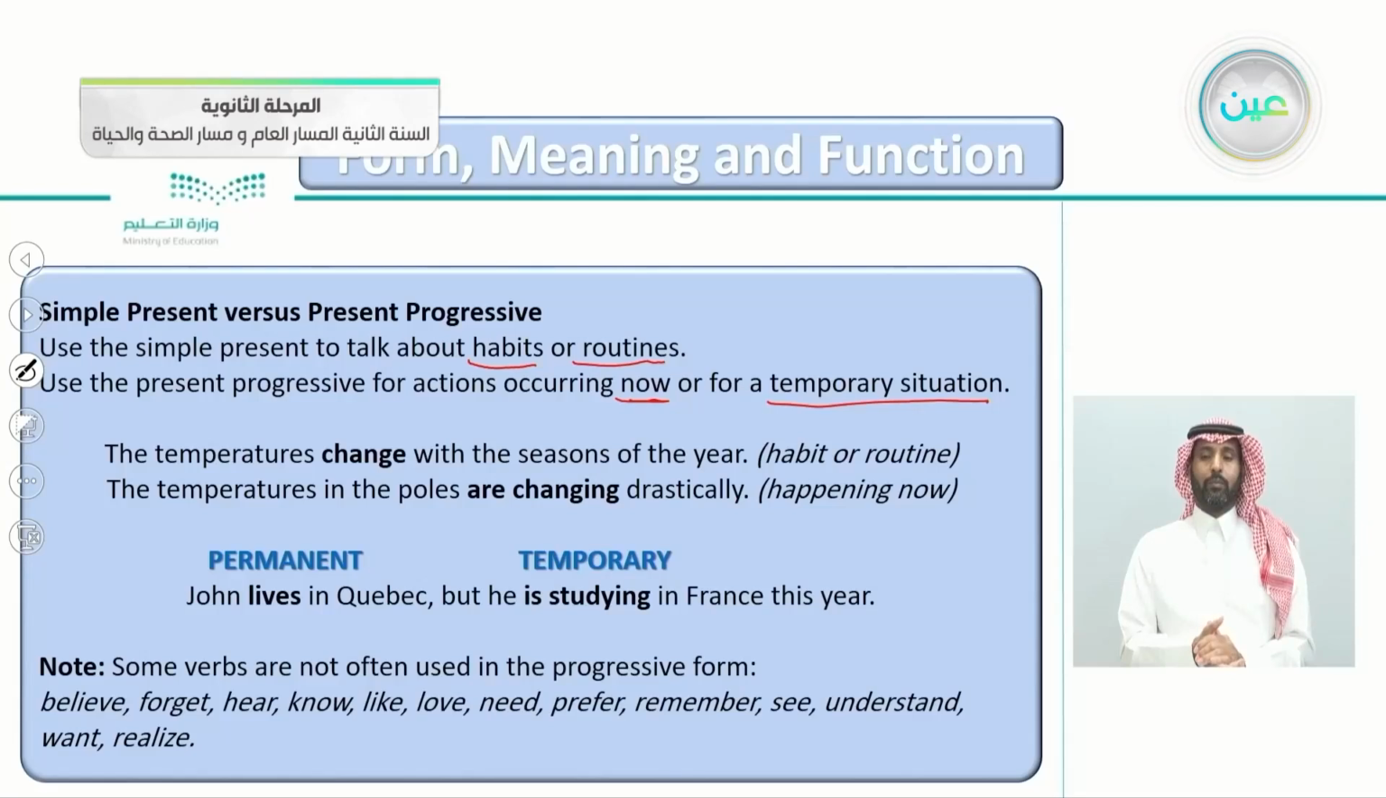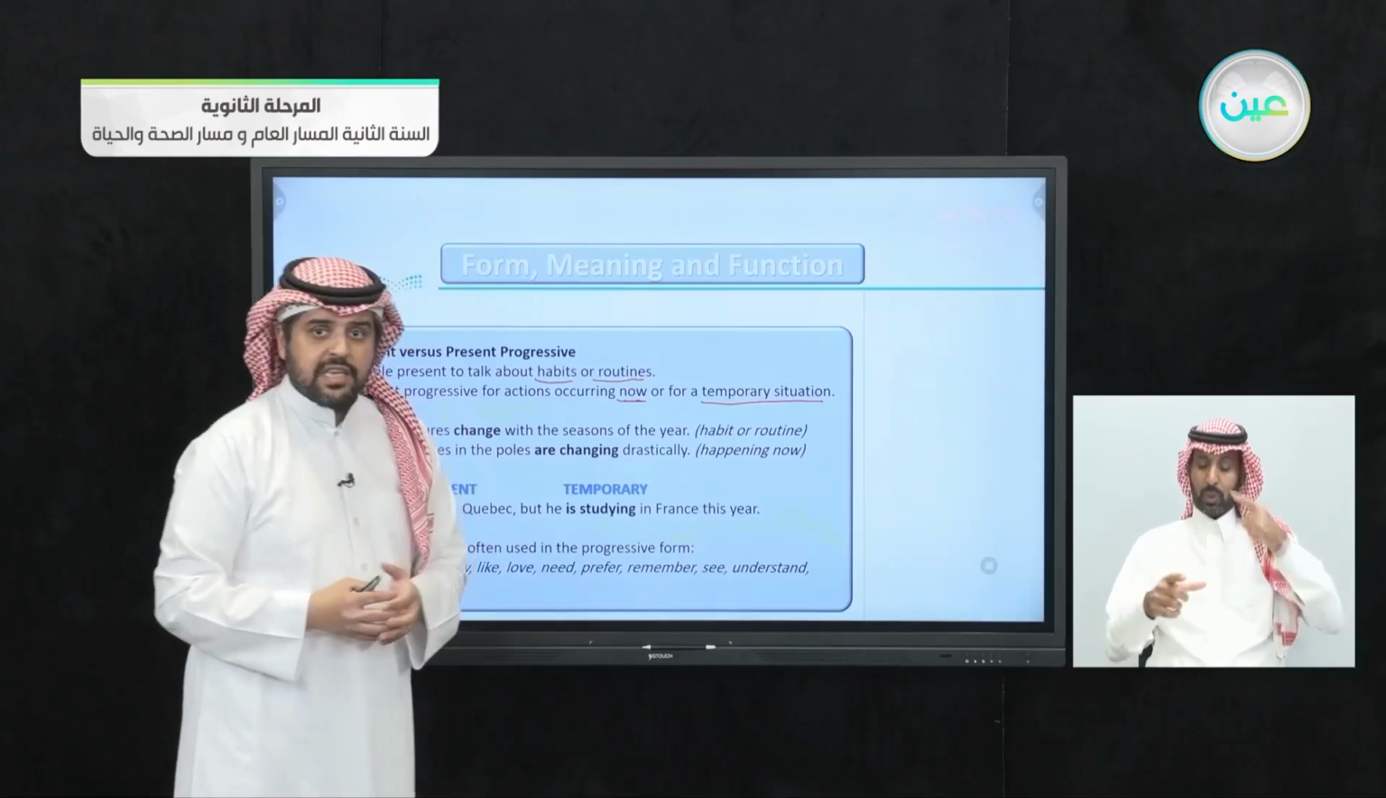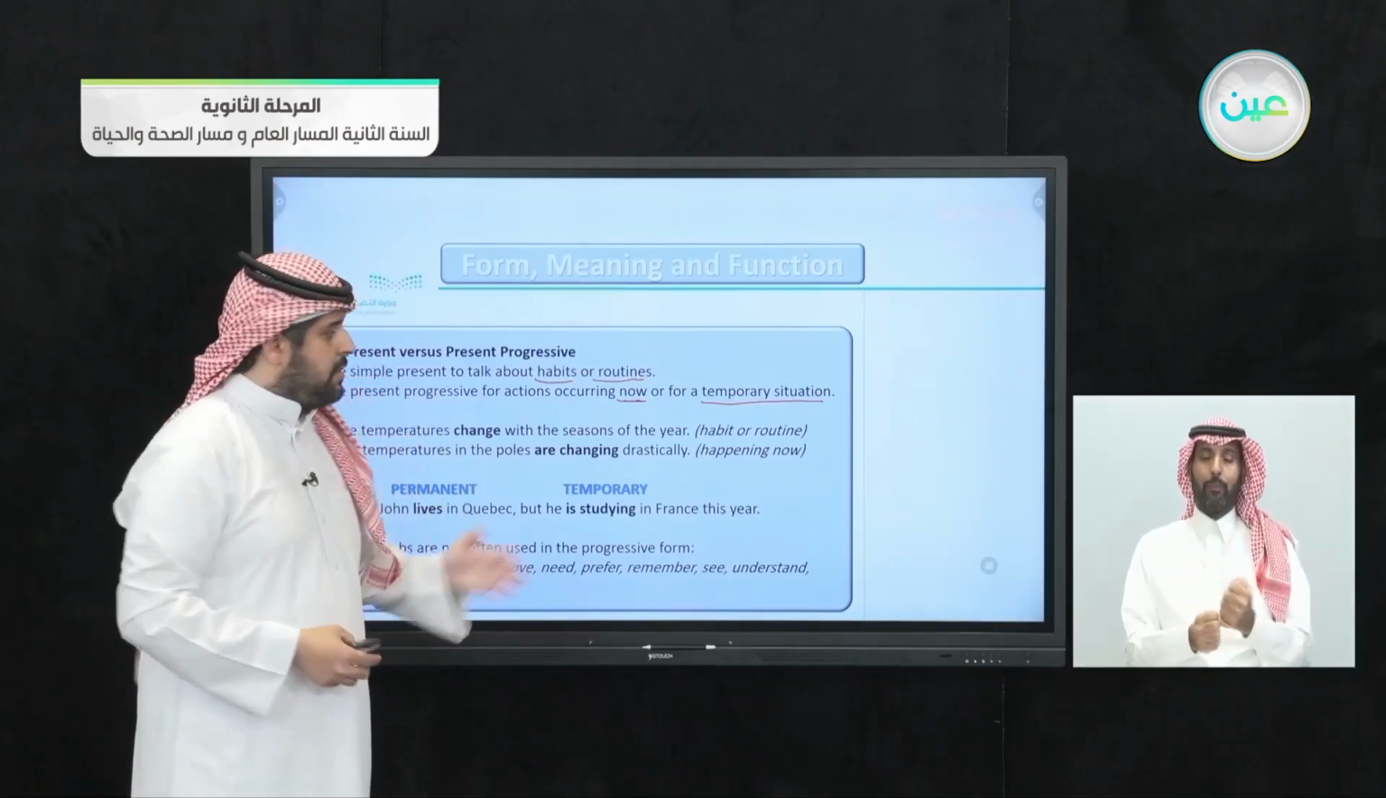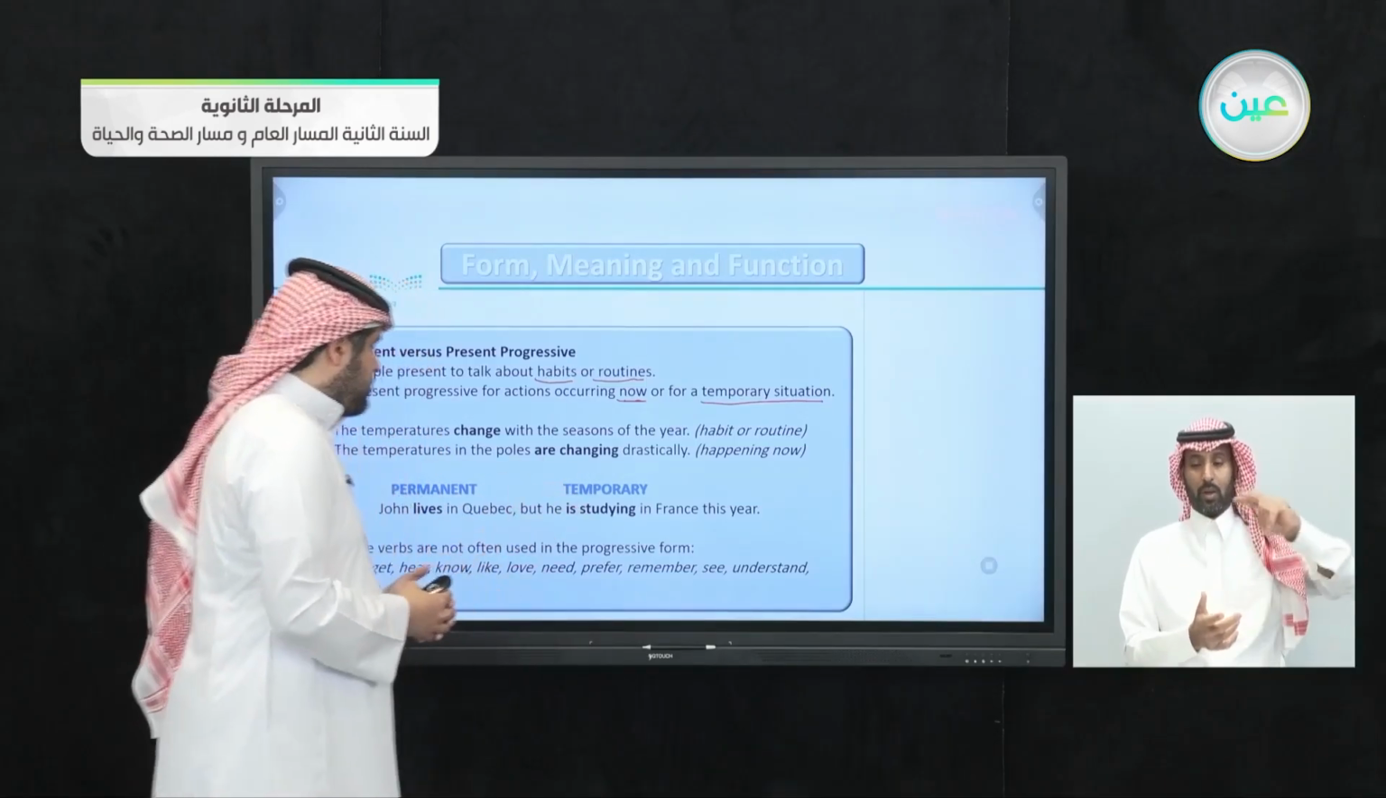The temperatures change with the seasons of the year. This is a habit or routine. Of course, the temperature changes from the winter to the summer, so this is a yearly routine. The temperatures in the poles are changing drastically. This is happening now. When you say the temperatures in the poles are changing, this is happening now, so this is the progressive.